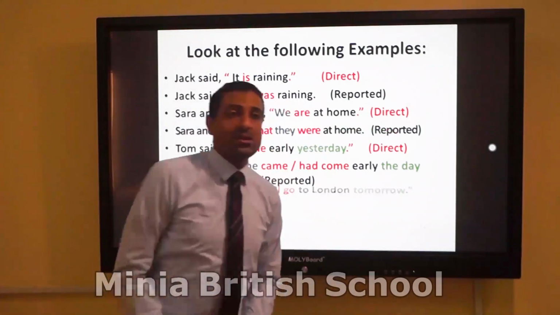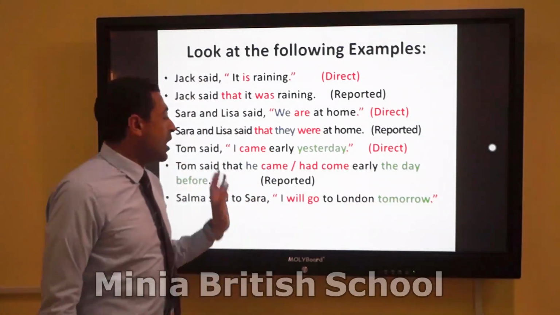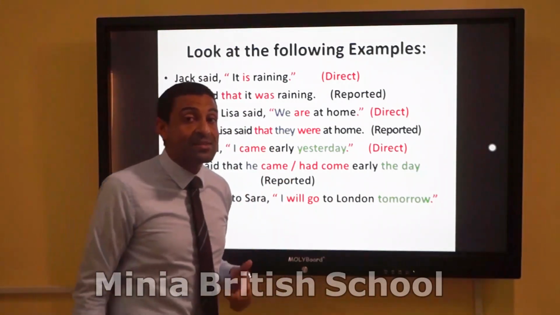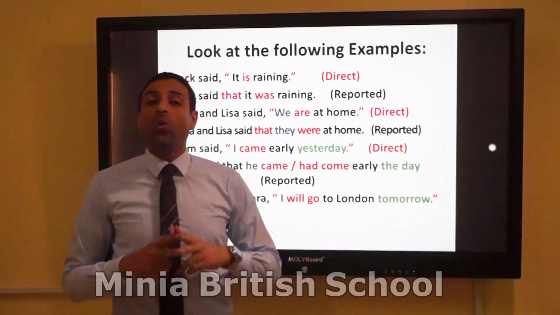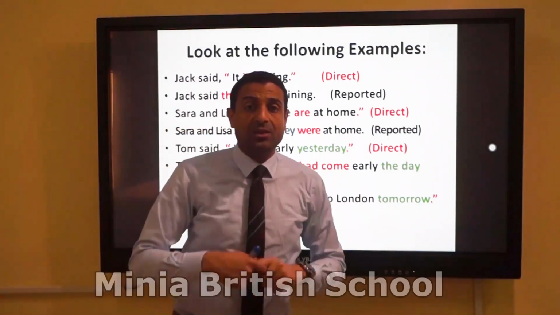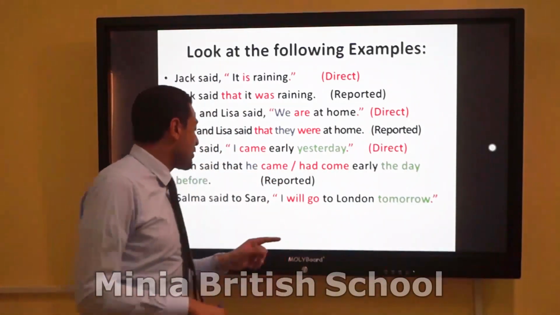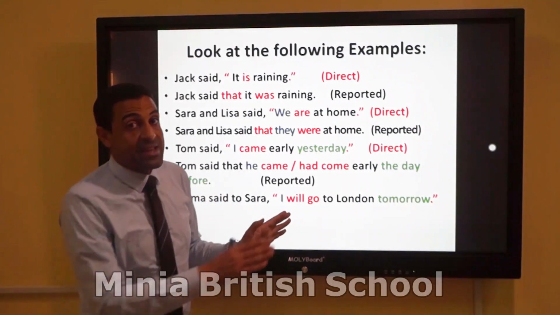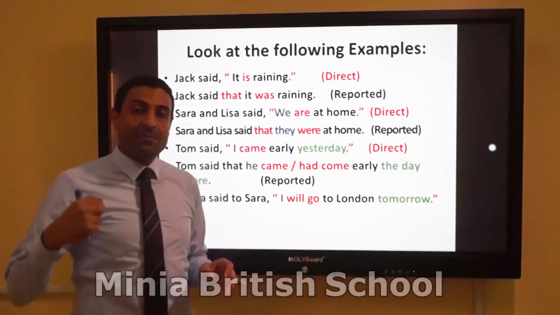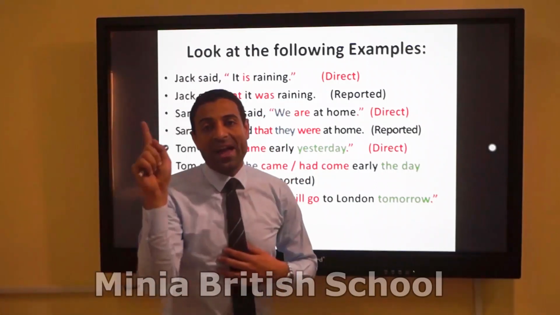Now look at this example. Another one: Selma said to Sarah, I will go to London tomorrow. Selma said to Sarah. So how many persons here are talking together? Selma is talking to Sarah. So here, I didn't say Selma and Sarah said. I said Selma said to Sarah. So here, Selma was talking to Sarah and then someone heard them and went back.